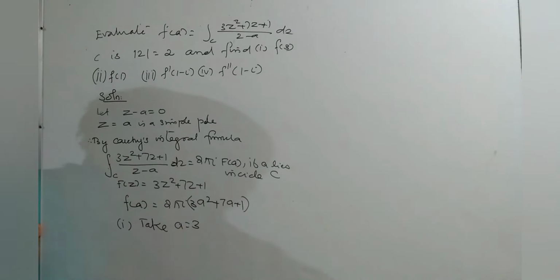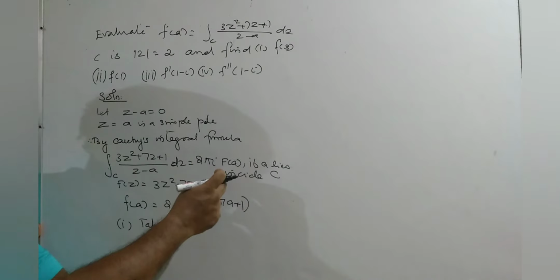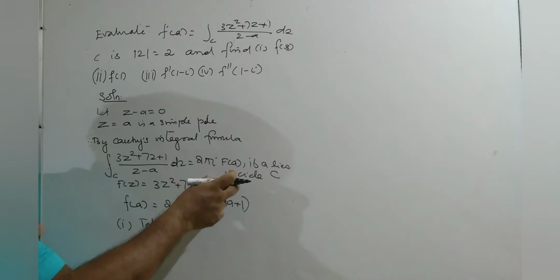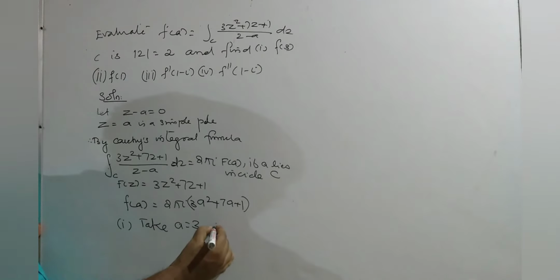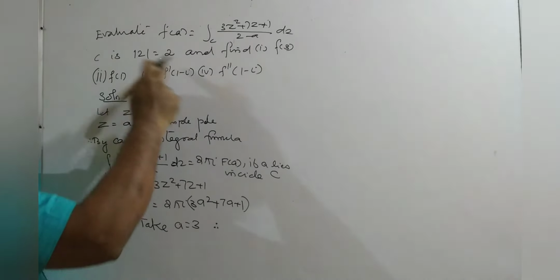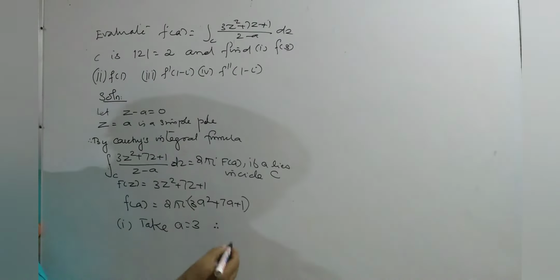Take a equal to 3. Now, this value we can get only when this a lies inside C. So, check whether this a equal to 3 lies inside or not. Therefore, what is C? C is mod z is equal to 2.